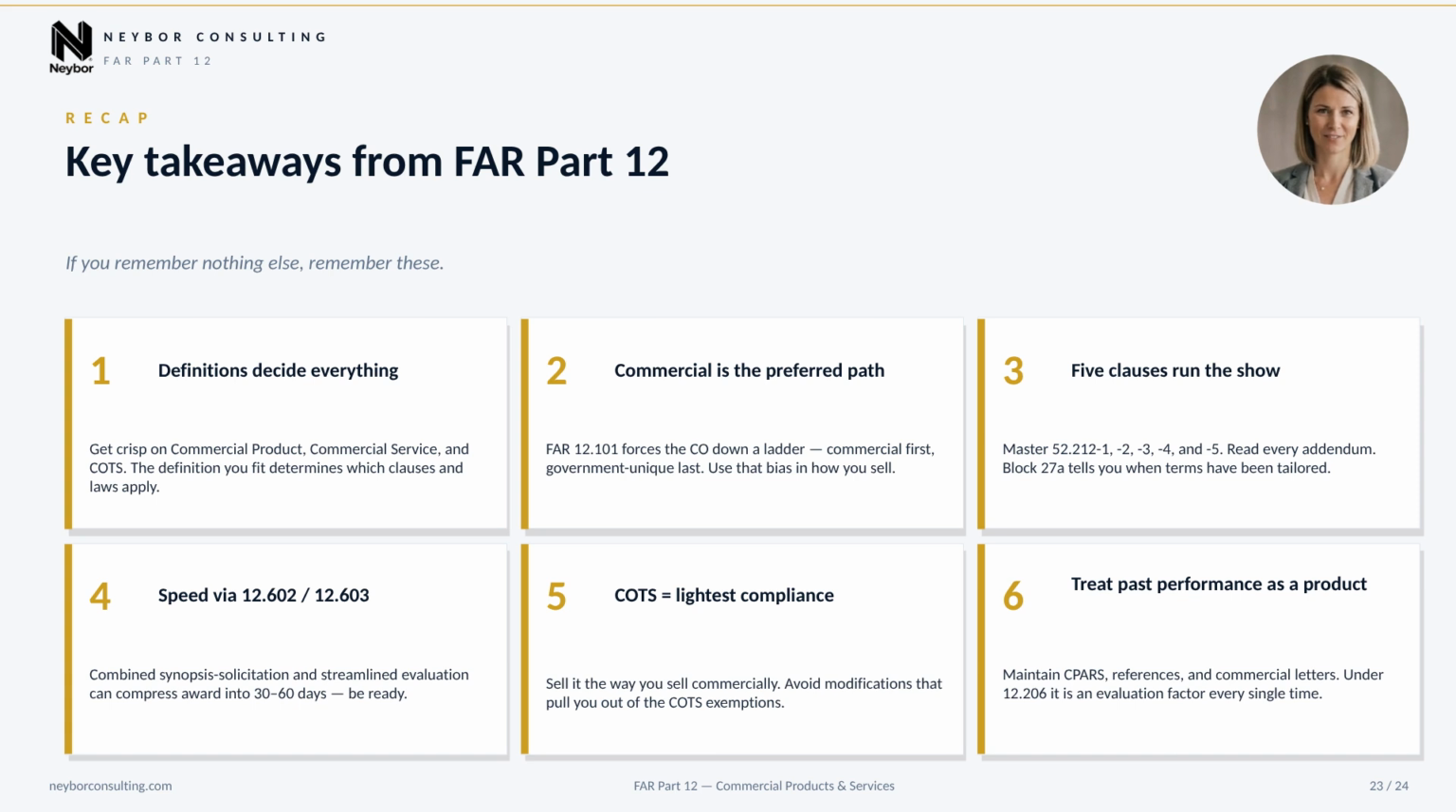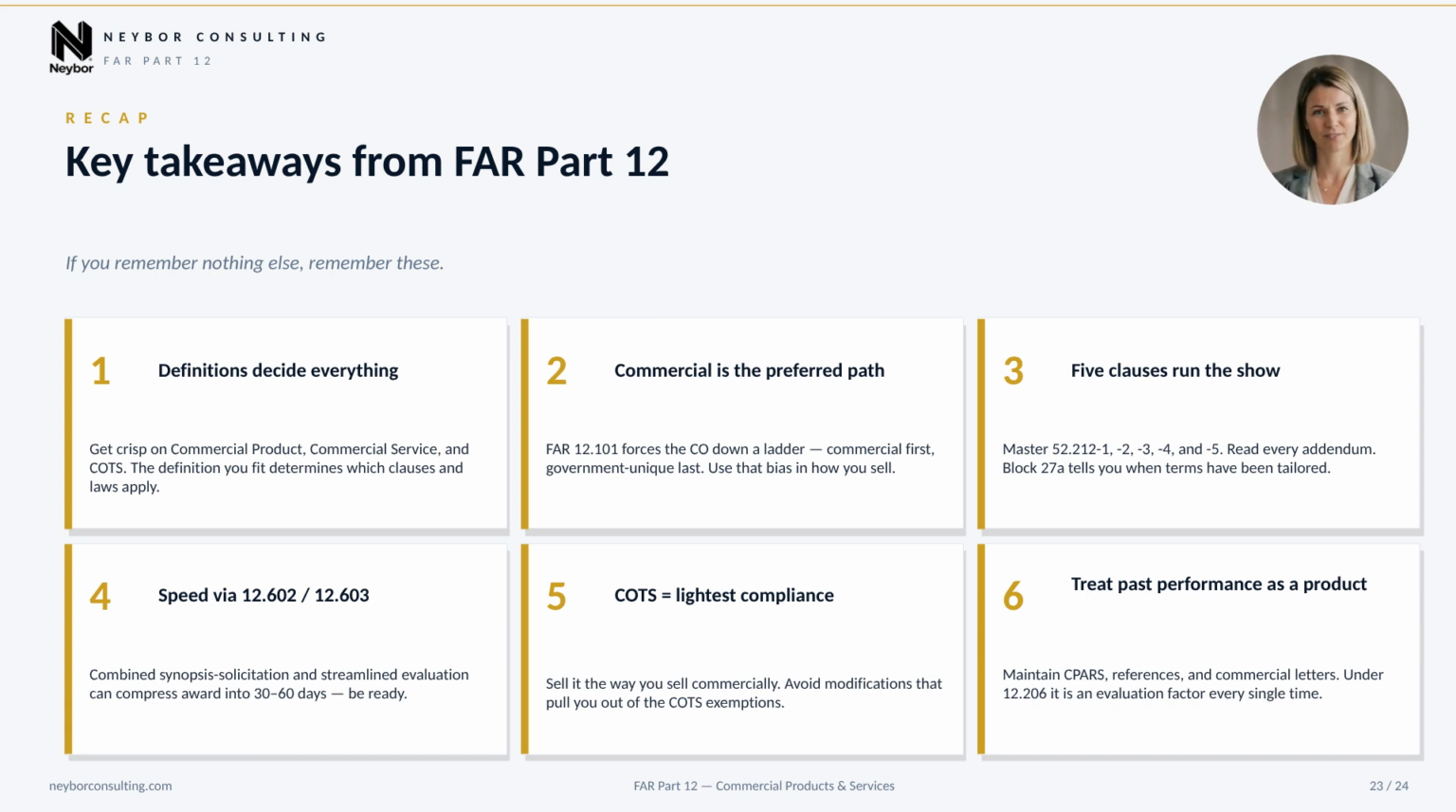6 takeaways to carry with you. 1. Definitions decide everything. Get crisp on commercial product, commercial service, and COTS, because the category you fit determines which clauses and laws apply to you. 2. Commercial is the preferred path. FAR 12.101 forces the contracting officer down a ladder, with commercial first and government unique last. Use that bias when you tell your story.